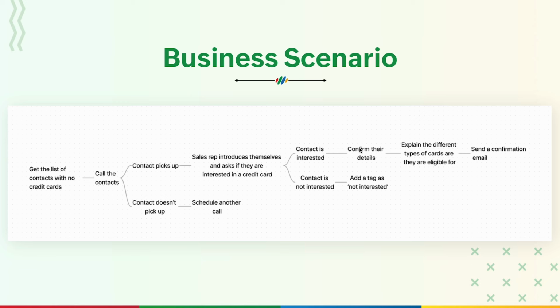And once that is done, the sales agent is going to ask them about their employment status. That is if they're salaried or self-employed and how much they make in a month. And after that, they're going to ask them about the type of credit card that they're looking for. That is the purpose of the credit card. And now, with all of this information, the sales agent is going to recommend credit cards to them and help them apply for a credit card.